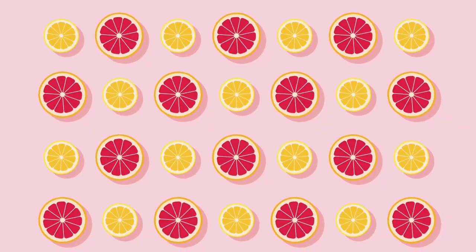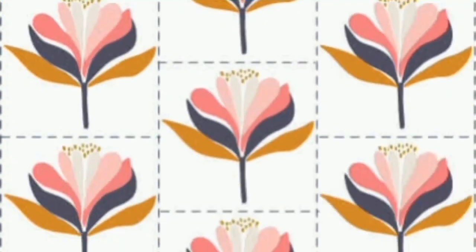Patterns are created from a motif, and the motif is the basic single element of a design. So we repeat motifs severally on a surface to form a pattern. So a pattern is gotten from the several repetition of a motif.